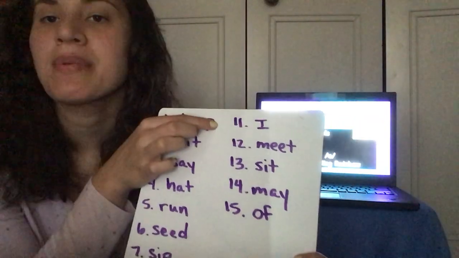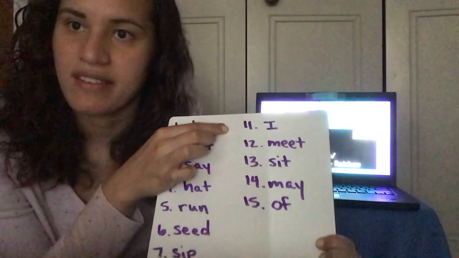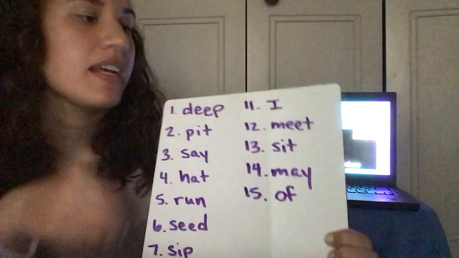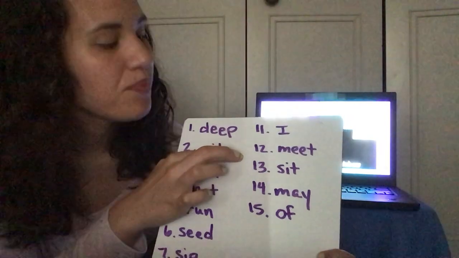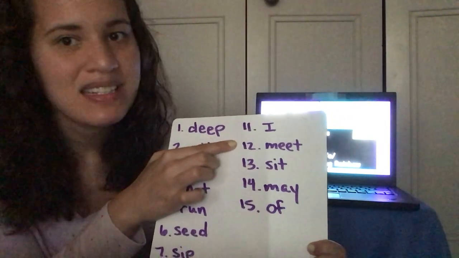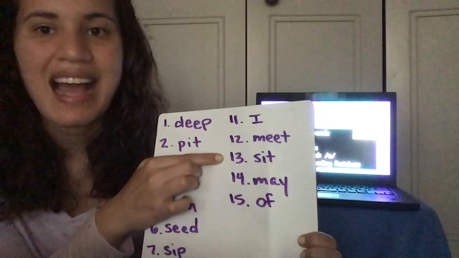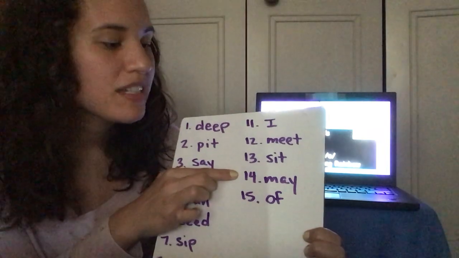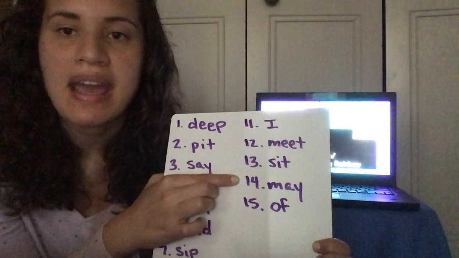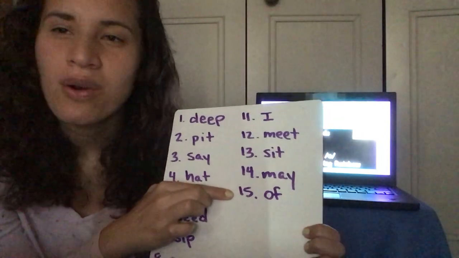Number 11 is the sight word I, and you capitalize it because that word I, if it's just alone, is capitalized. It's a proper pronoun. Number 12, meet, M-E-E-T. Number 13, sit, S-I-T. Number 14, may, M-A, M-A-Y. And number 15 is a sight word, of, O-F.